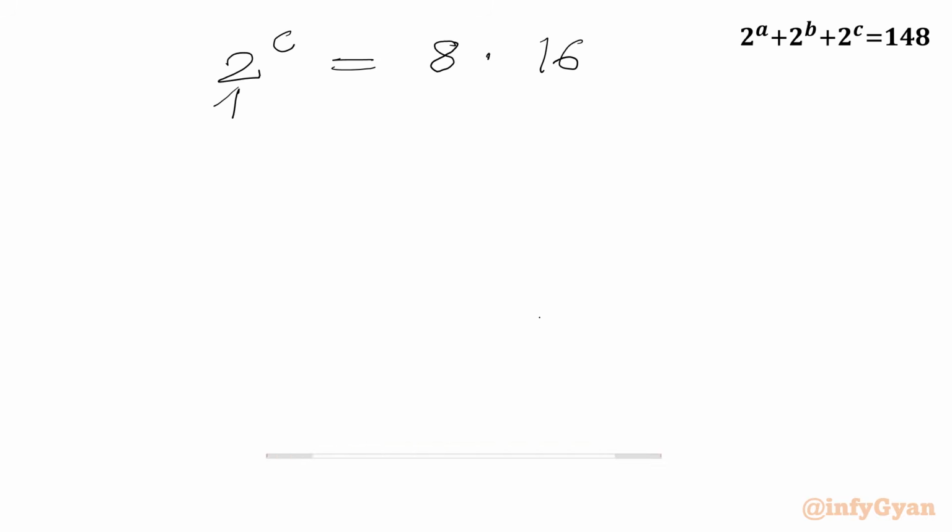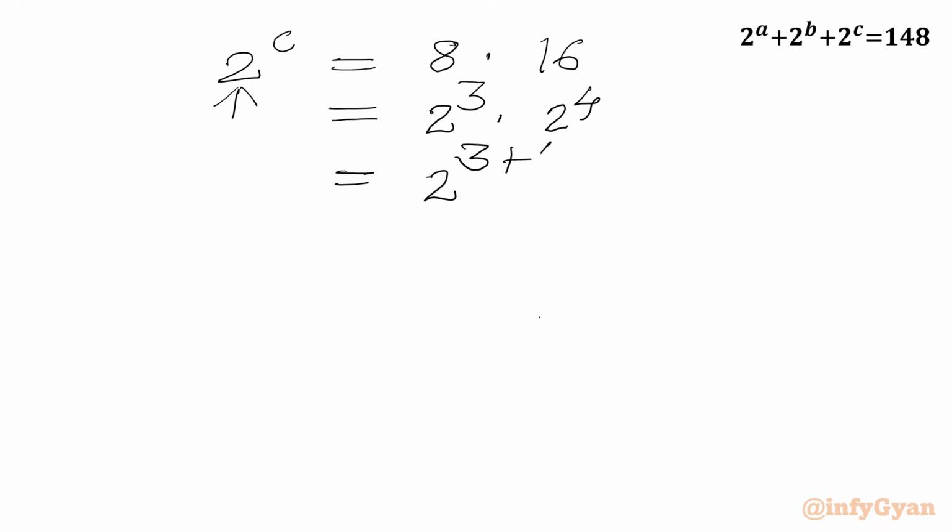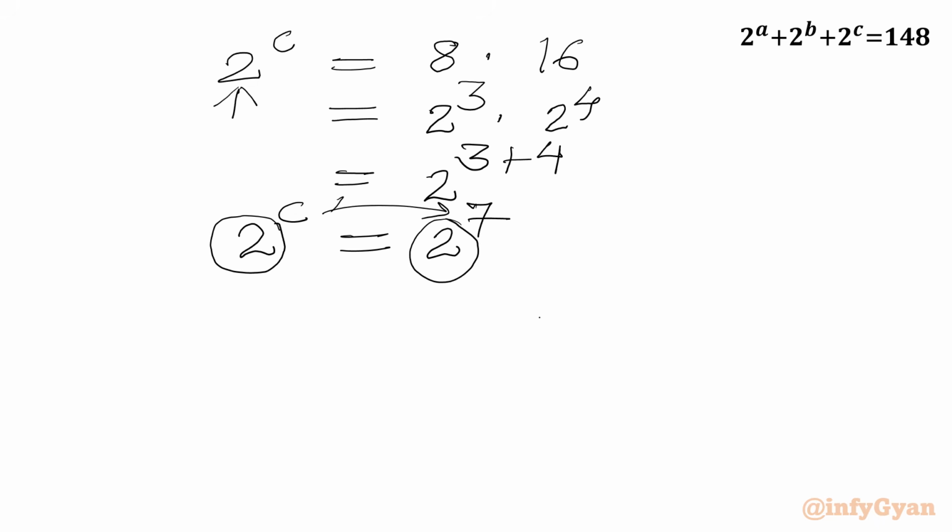We have 2 in the base. So let us write 2 in the base for our right hand side also. We'll write 2 power 3, it is 8. We'll write 2 power 4, which is 16. Now using the exponent law, we'll write here 2 power 3 plus 4, which will be equal to 2 power 7. So 2 power c equal to 2 power 7. Our base is same. We are going to compare our exponents. So from here we can easily write c must be equal to 7.